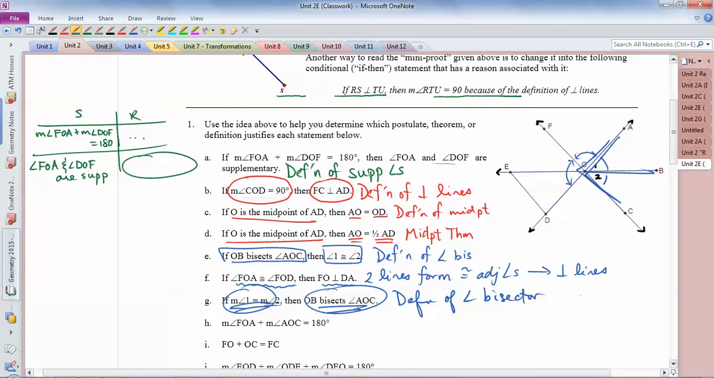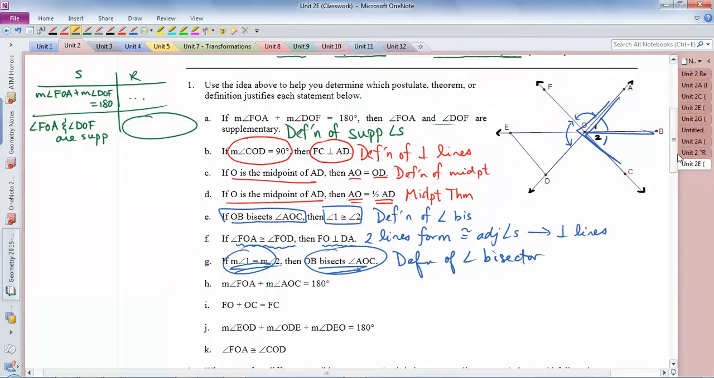Okay, now H through K don't have ifs and thens. But notice an if-then in a proof starts out with this is the if part and this is the then part. If it doesn't have an if and a then, then it's really just the then. There's no if needed. So that would just show up in a proof like this. There'd only be something here. These steps wouldn't matter, right?